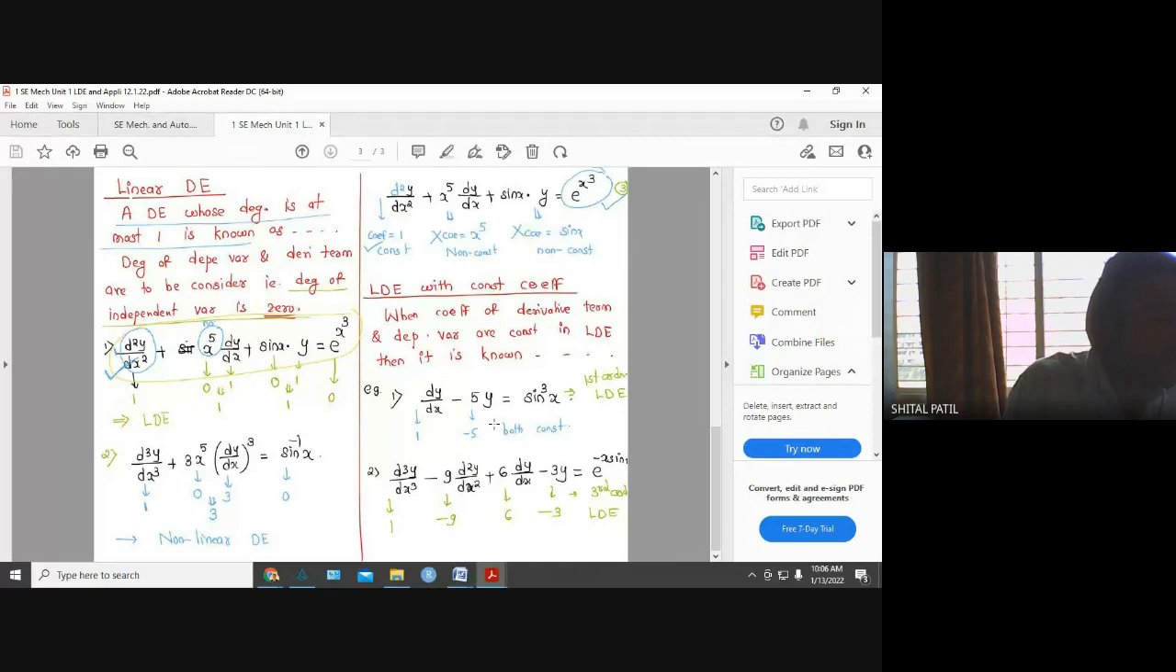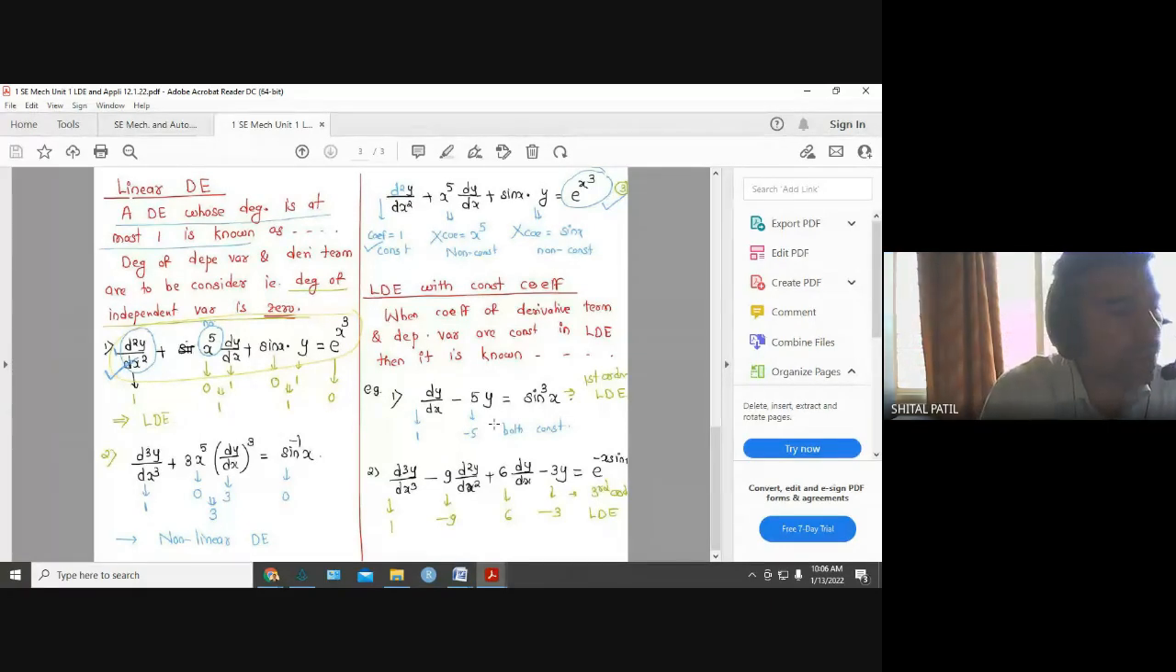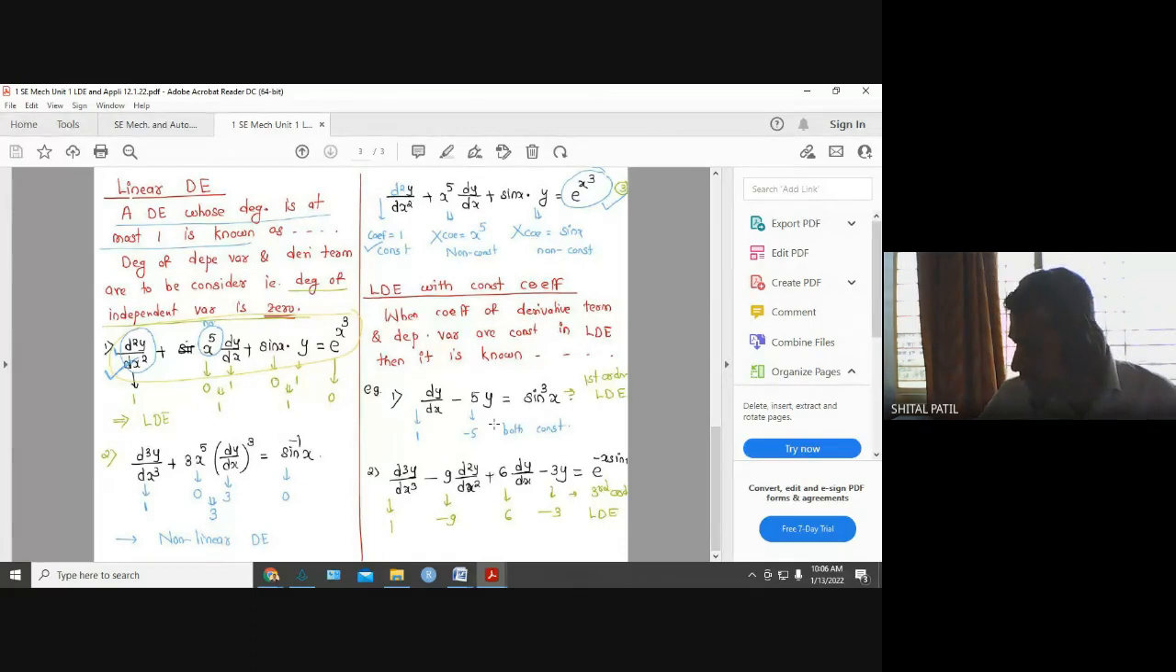Now we'll start with the general nth order linear differential equation with constant coefficients, and then we'll understand how we can solve it, and then we'll start with the complementary function. Our aim is to complete the maximum part of the complementary function in today's lecture. So let me continue.